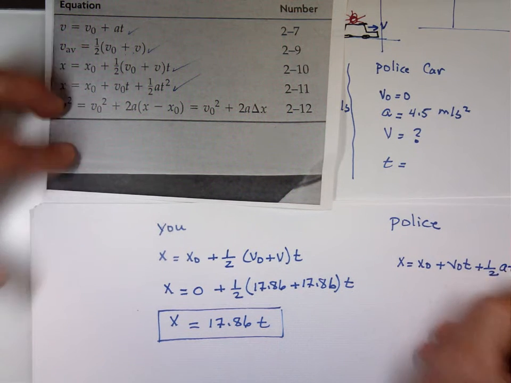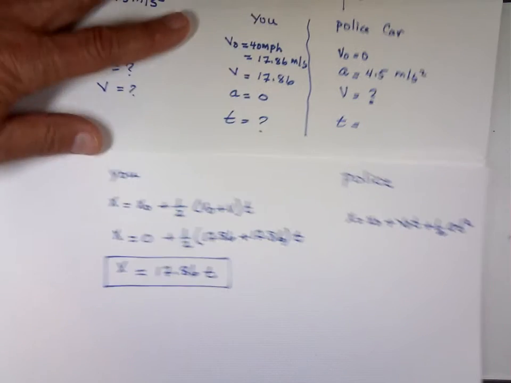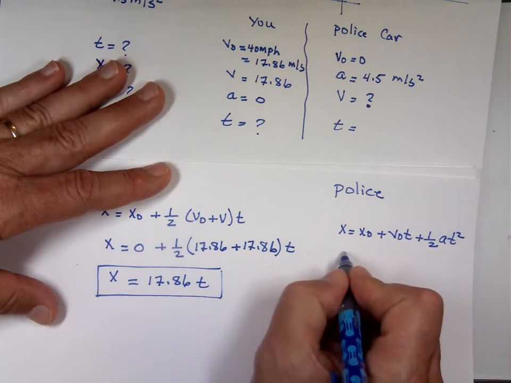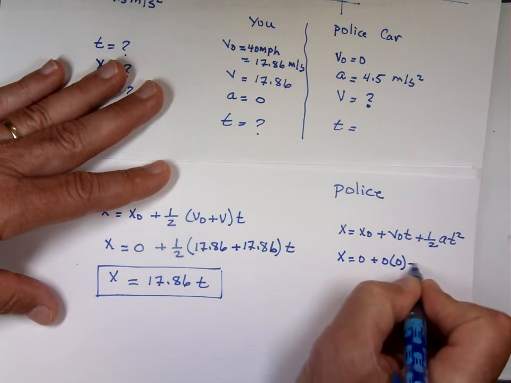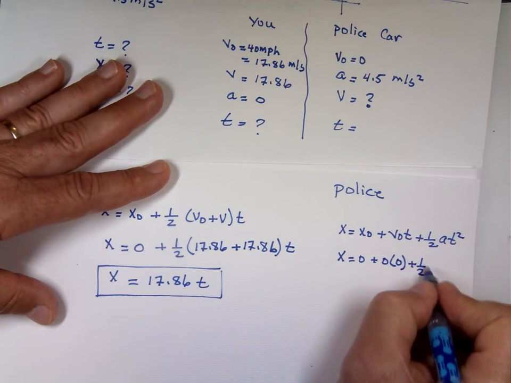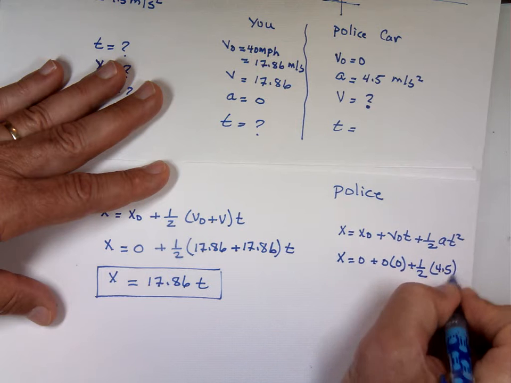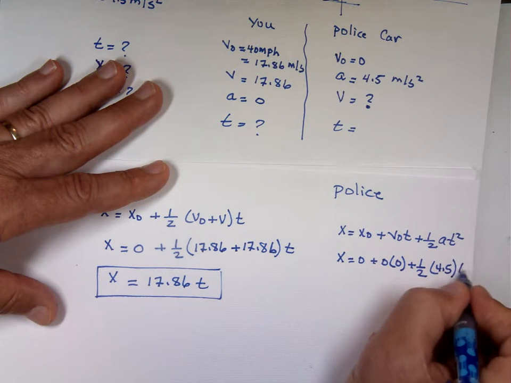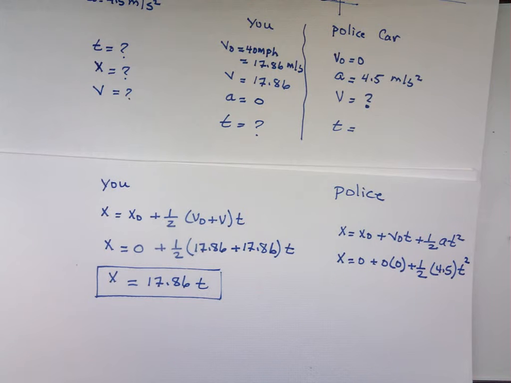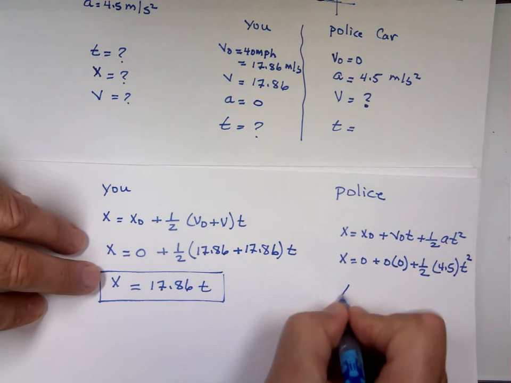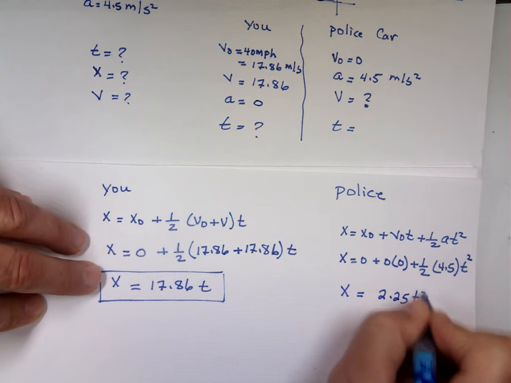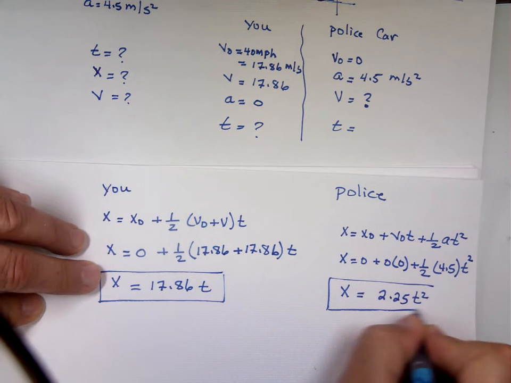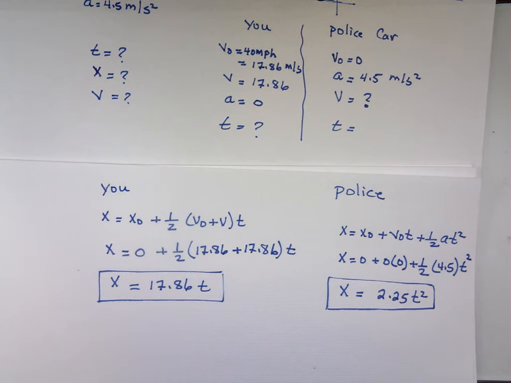Let's write what we know about the police car. Do we know the initial velocity? Yes, that's 0. So 0 times the time, which is 0, plus 1/2 times the acceleration for the police car, which is 4.5, times t squared, with t unknown. Do the math, and what do you know? We have two equations and two unknowns, and now we need to solve them.